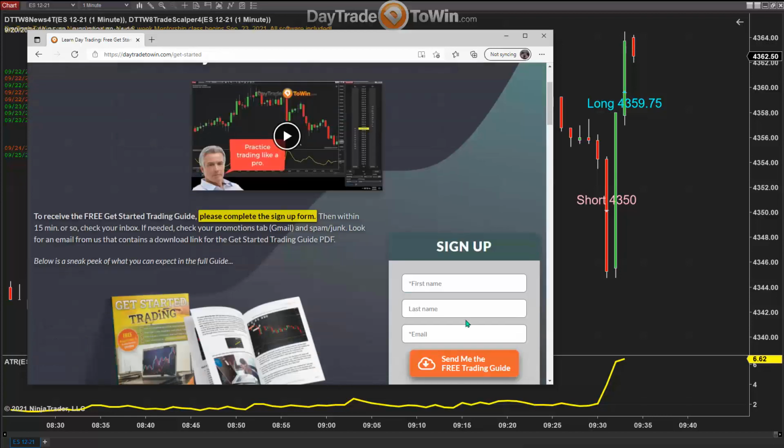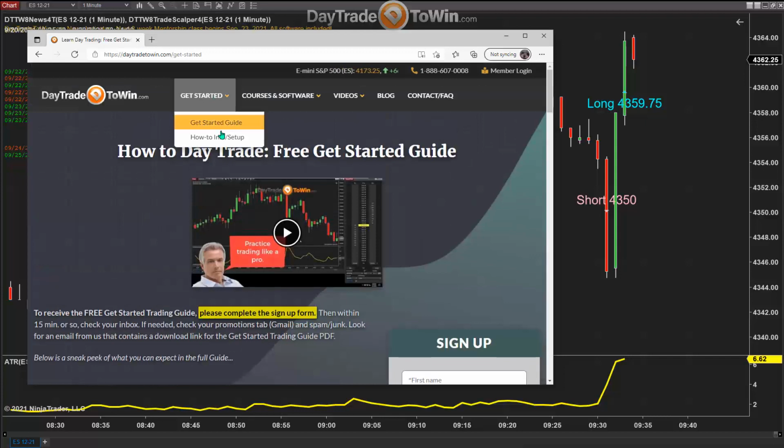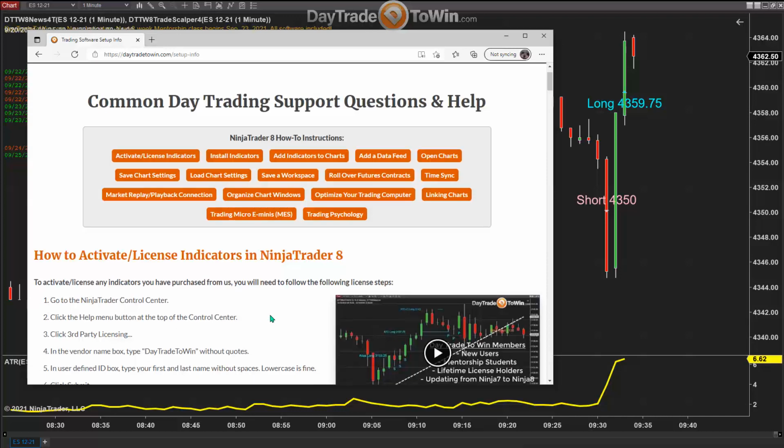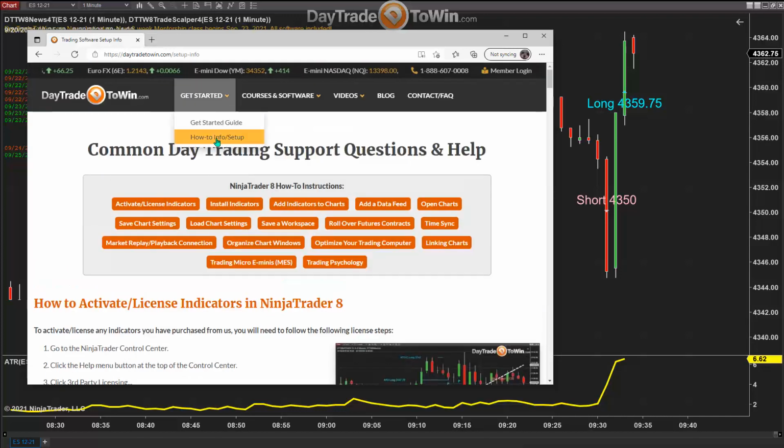Now the Get Started guide gives you the same information, but it's detailed information on getting started and how to trade. And we also have a how-to and setup, which is actually a page that a lot of people visit because they want to learn about activating our indicators, especially if you're a client. If you're having trouble with that, you don't always need support, although we include support with everything, but you may want to do it on your own: how to install indicators, organizing chart windows, optimizing your chart, and so on. So there's a lot of information here on the how-to and setup.